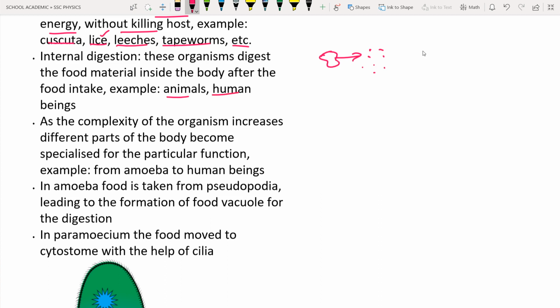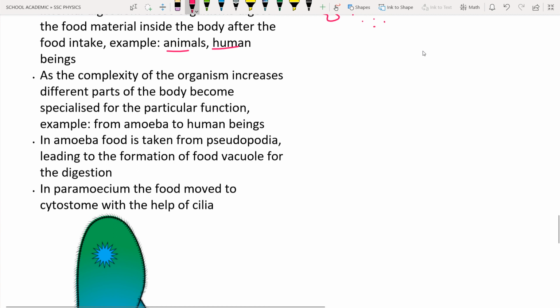And as the complexity of the organism increases, different parts of the body become specialized for particular functions. For example, let us see amoeba. How will the amoeba's nutrition take place? So this is the amoeba. It has an irregular shape, it is unicellular, so it also needs energy. Let us consider there is a bacterium. What will it do? It will form a pseudopodia.